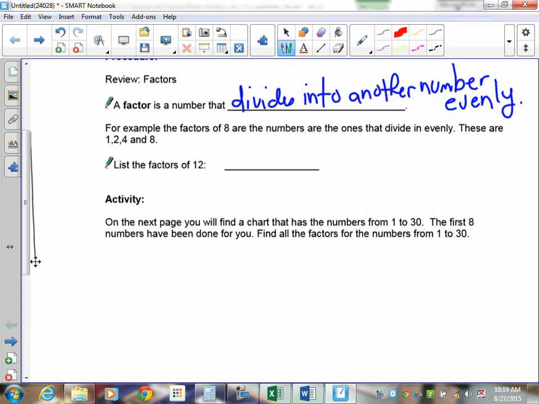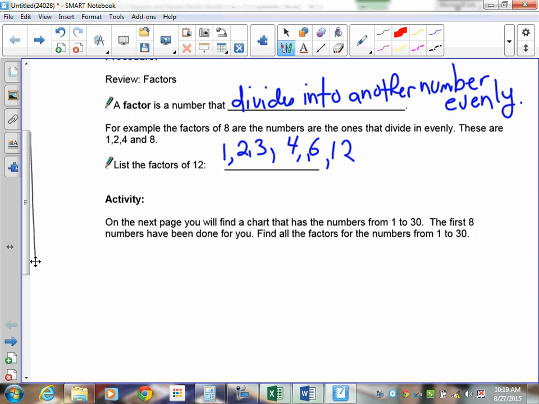The factors of 12, I'm going to do them in pairs. 1 and 12. 1 times 12 is 12. 2 and 6. 2 times 6 is 12. 3 times 4 is 12. And there's nothing in between 3 and 4, so now I know that I'm done. Those are the factors of 12.